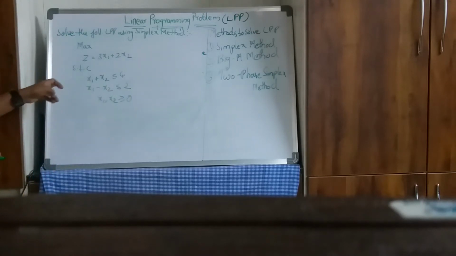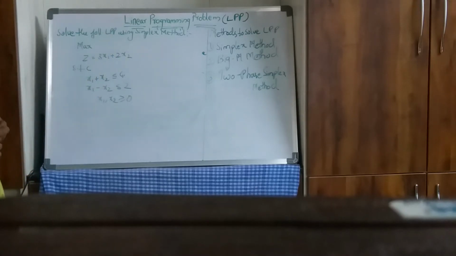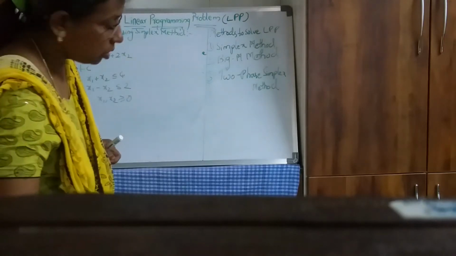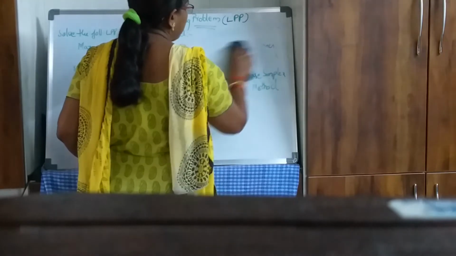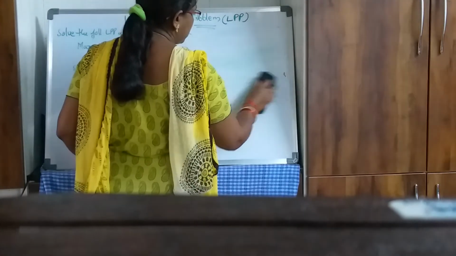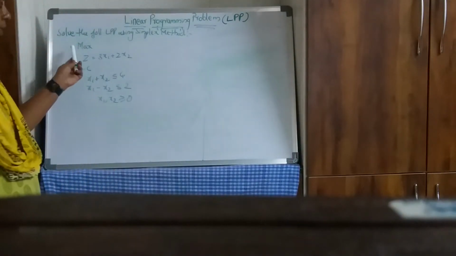So this is a linear programming problem which we have to solve with the simplex method. What are the steps we have to follow in the simplex method? First you have to see whether the given problem is a maximization problem or a minimization problem. Here you have a maximization problem.